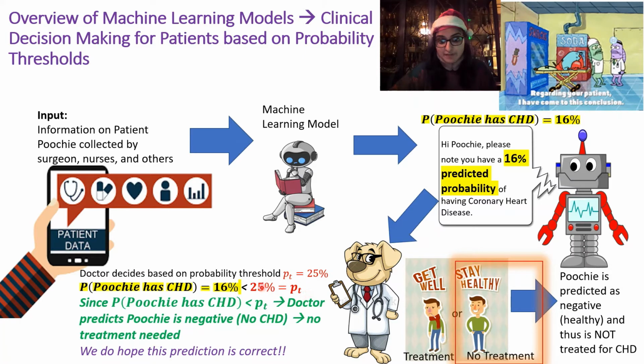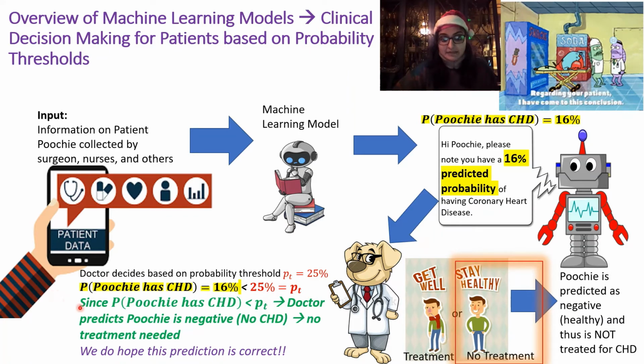I have this threshold probability of 25%. So if your risk of having it, your predicted probability by the machine learning model based on your data, is 25% or higher, I'm going to send you for treatment. But since Pucci luckily has a risk of coronary heart disease at 16%, and 16% is less than 25%, which is the doctor's personal probability threshold in this case. Remember, a probability threshold can be a number between 0 and 1. It's just a probability that is selected.